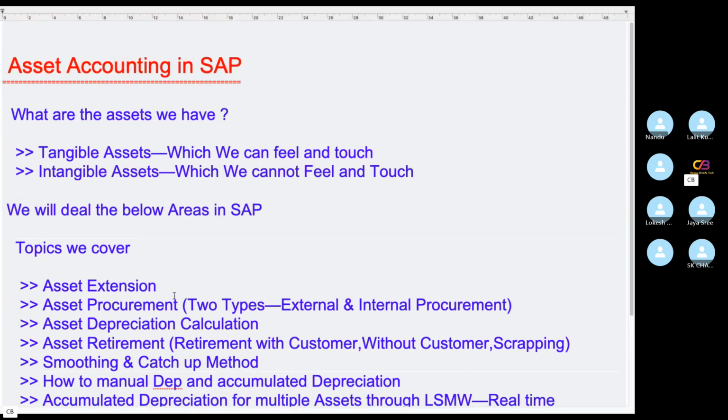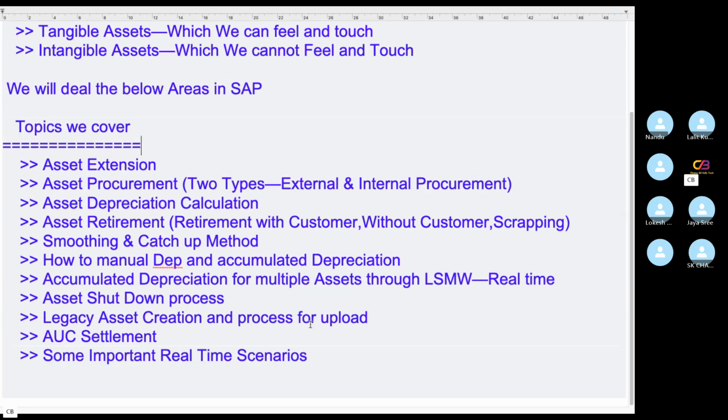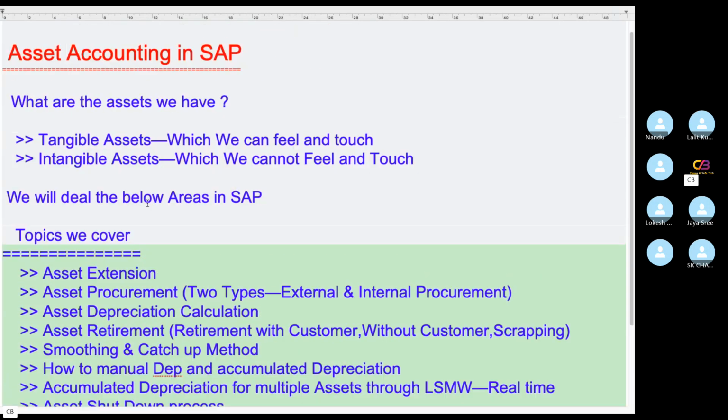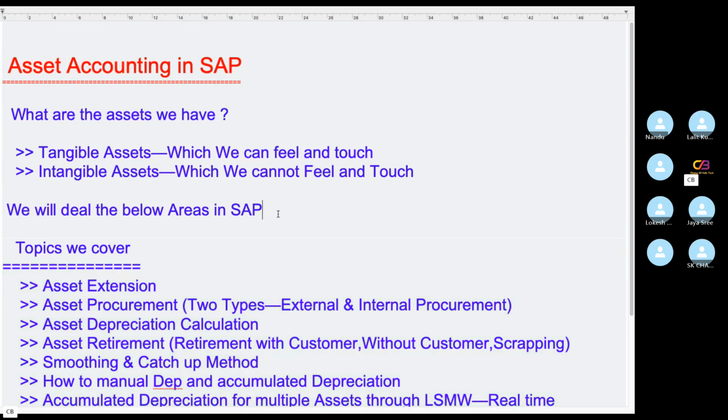Now we'll discuss the concept. Tangible assets and intangible assets. Tangible means which we can feel and touch. Intangible means which we cannot feel and touch. Okay. So here in asset accounting, these are the topics we will cover in the coming classes. So tell me, what is capitalization?